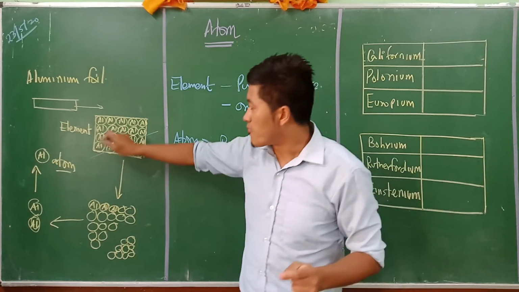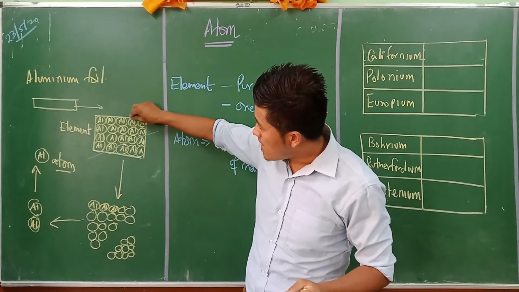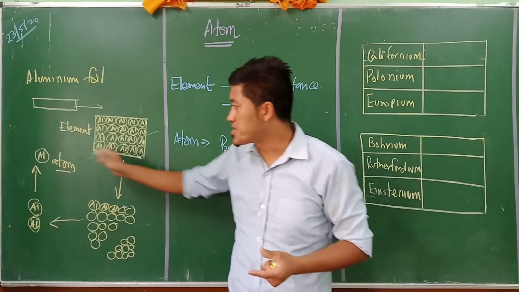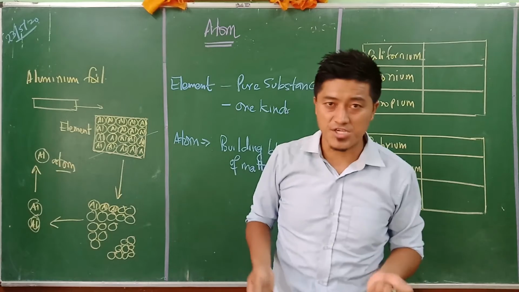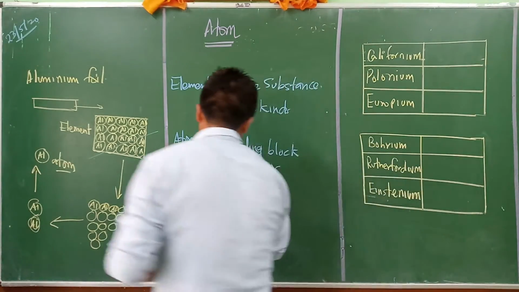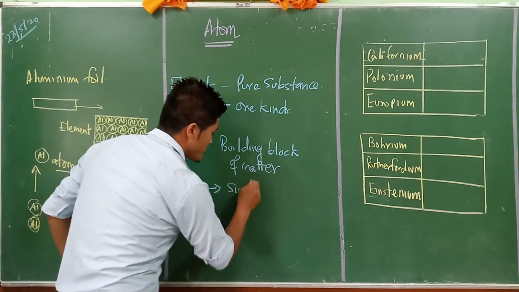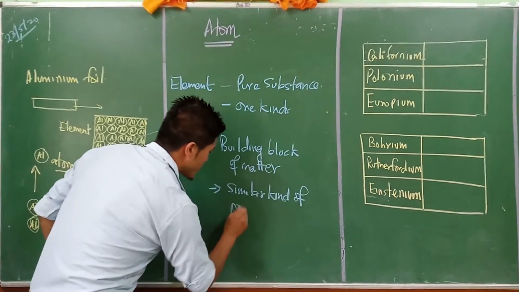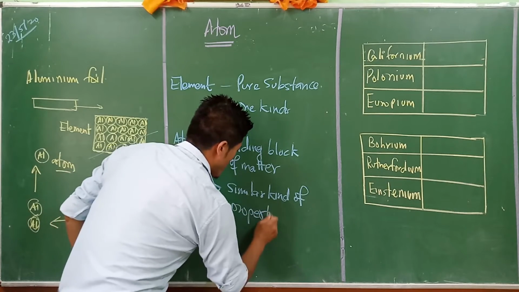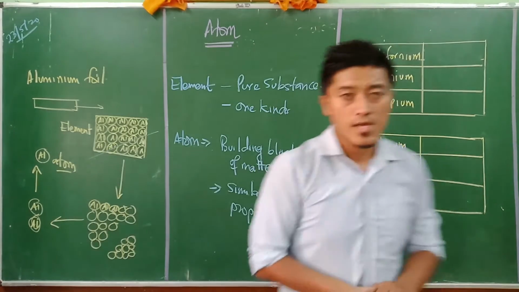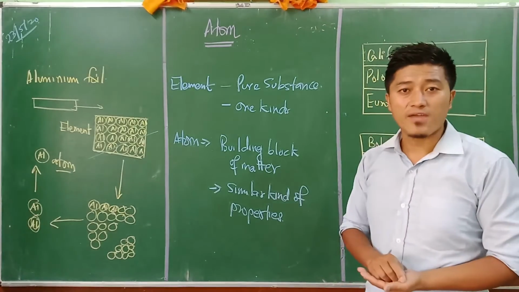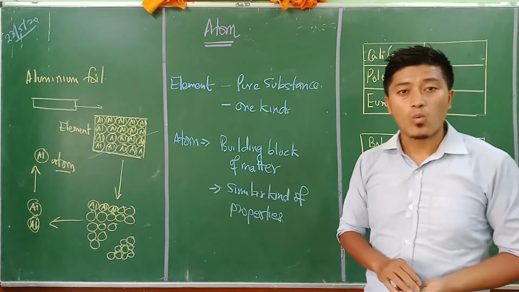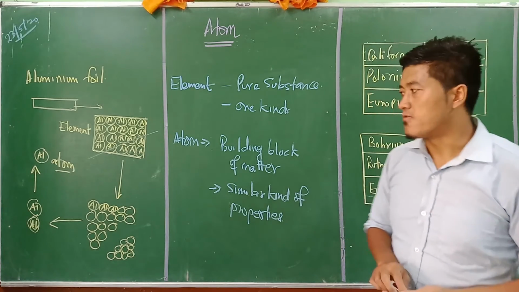Is that clear? Let's say this aluminium element is really light by nature. So you can conclude here that aluminium atoms are also very light by nature. Understand? So they have similar kind of properties. Is that clear? Now, till date, how many elements are present in the world? That is 118. That is 118 elements in the world.